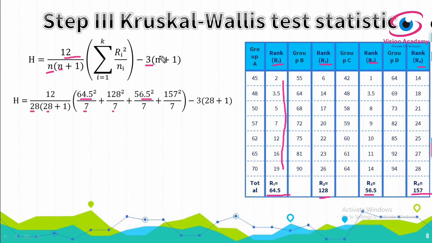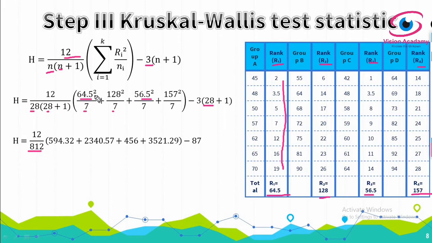So here 3 is common, and as I told you, n is 28 samples here, plus 1. So I have replaced all the elements into the formula. After that I am going to simplify that formula. So here 28 plus 1 is 29. 28 into 29 will be 812.